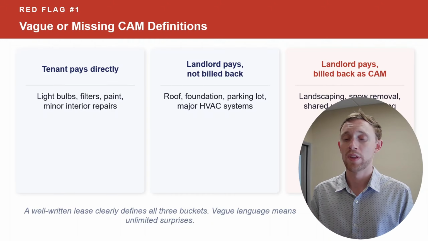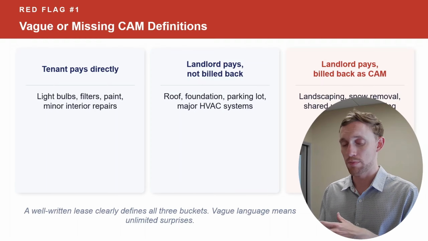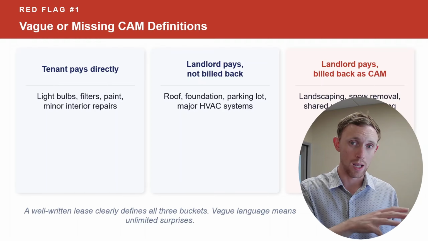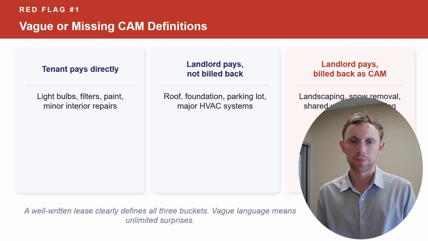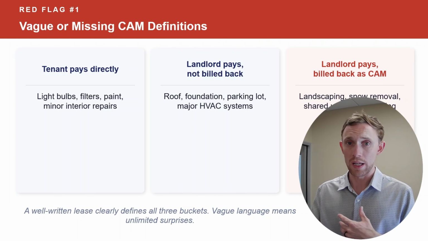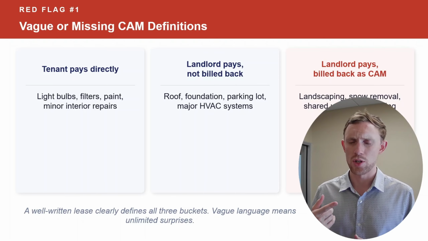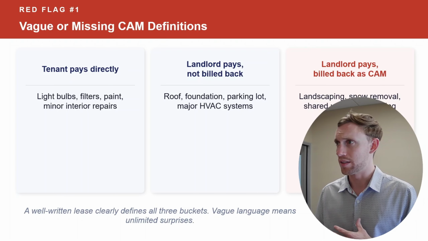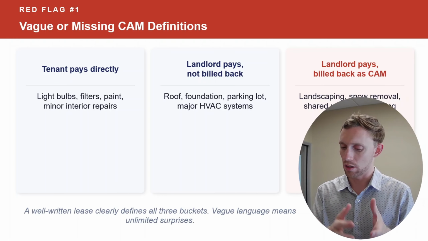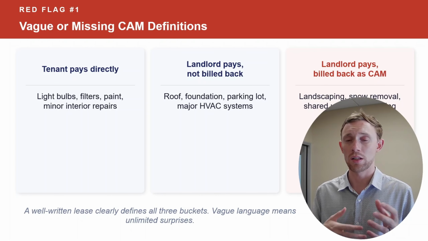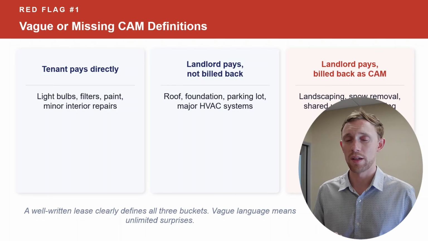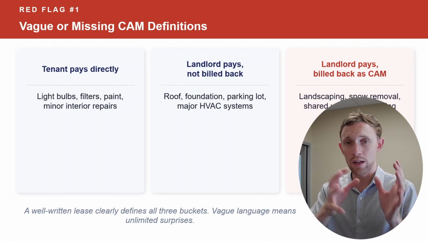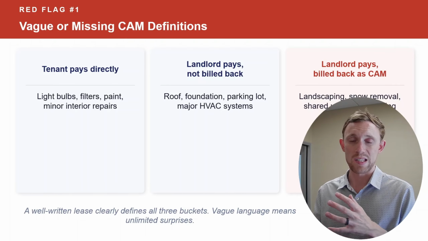Then the third option is the landlord pays for it and it's billed back to you as a part of the triple net, as a part of the common area maintenance. And this is the real red flag area. What should be in here are things like landscaping, snow removal, shared utilities. If it's a big office building that has like a shared lobby and bathroom, you're going to have cleaning costs, or you're going to have the utilities of that space. These are all things that are reasonable for a landlord to handle, and they bill back to you as a part of the triple net.